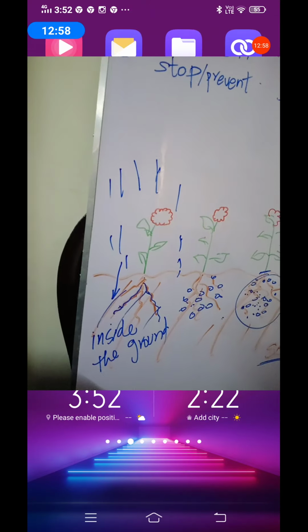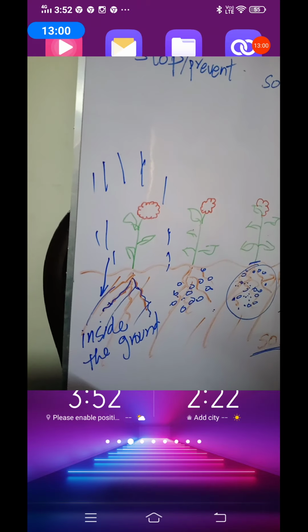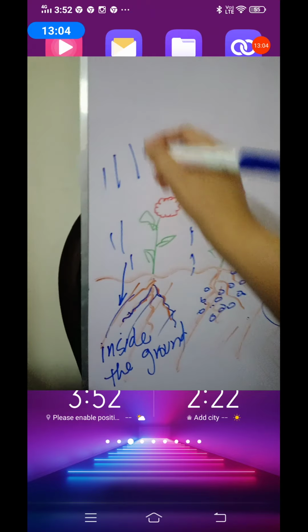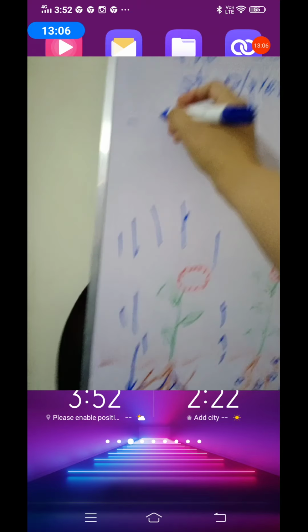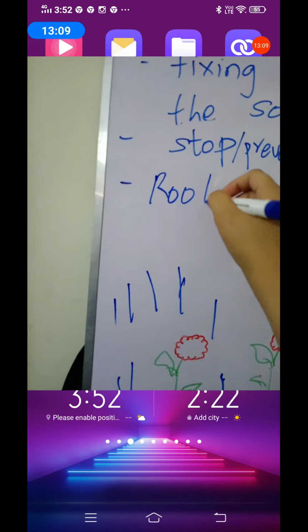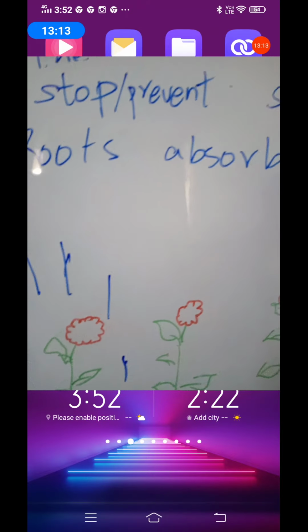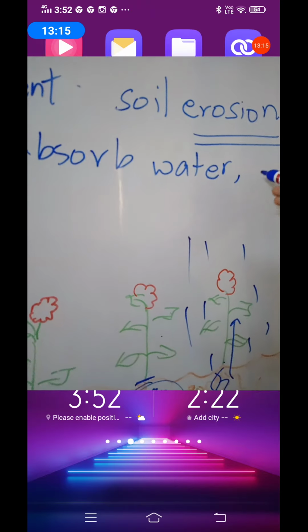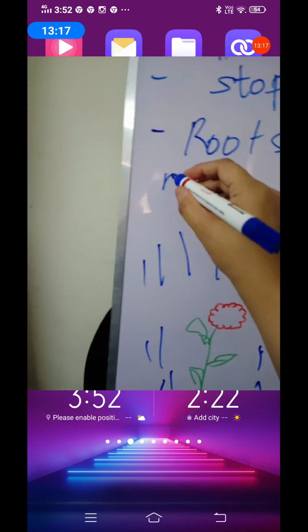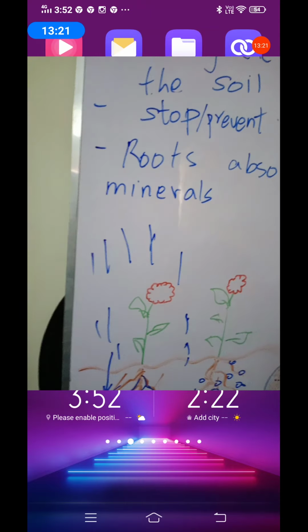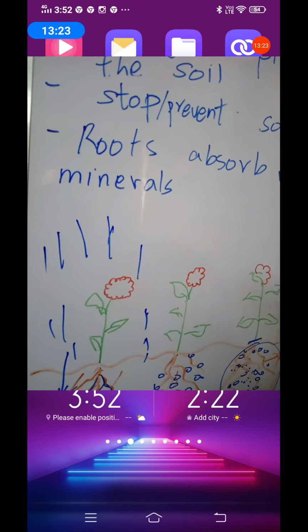So what is the third point then? What do you think it is? Why do you think the roots are important? They absorb water, minerals, isn't it? From the soil.